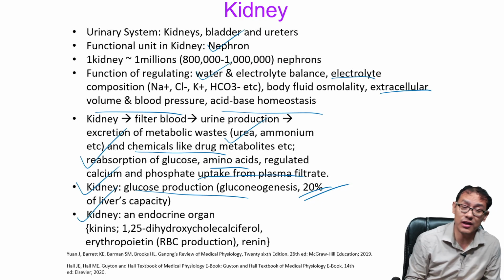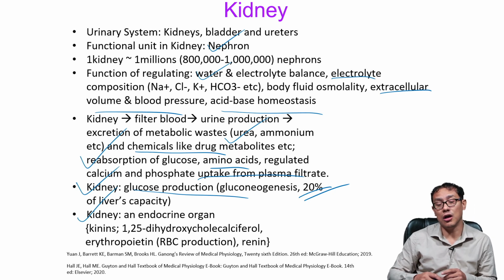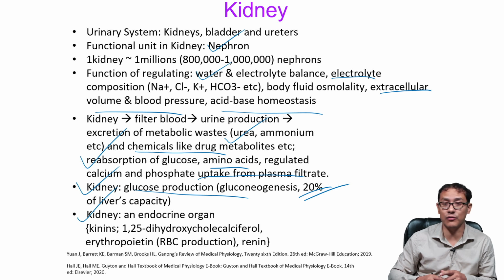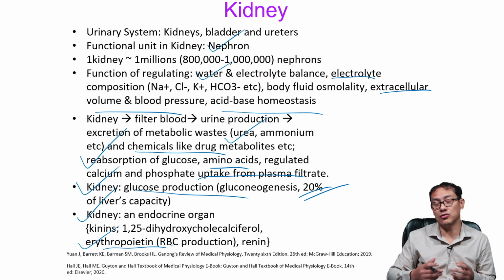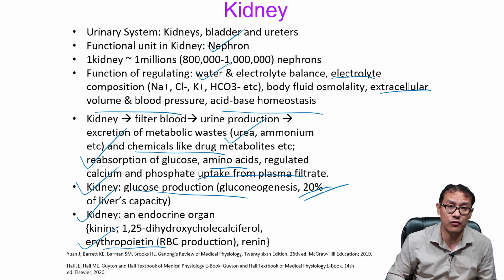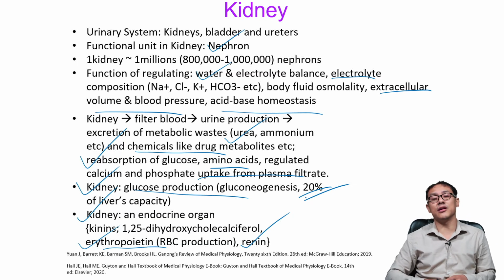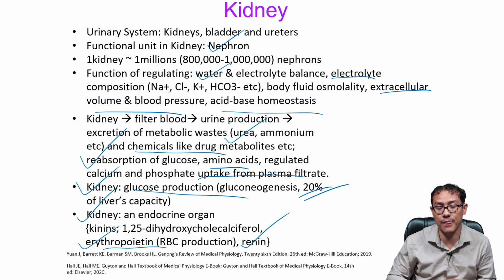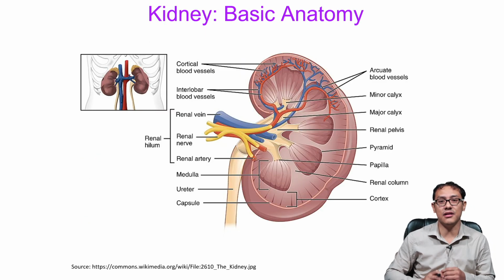And the kidney is also an endocrine gland. Why? Because it secretes kinins, 1,25 dihydroxycholecalciferol, that is the activated form of vitamin D or D3, calcitriol. It also leads to the production of erythropoietin, which is important for the production of RBCs, and also renin, which is important for the regulation of extracellular blood volume as well as BP regulation, which we will see in the subsequent slide.